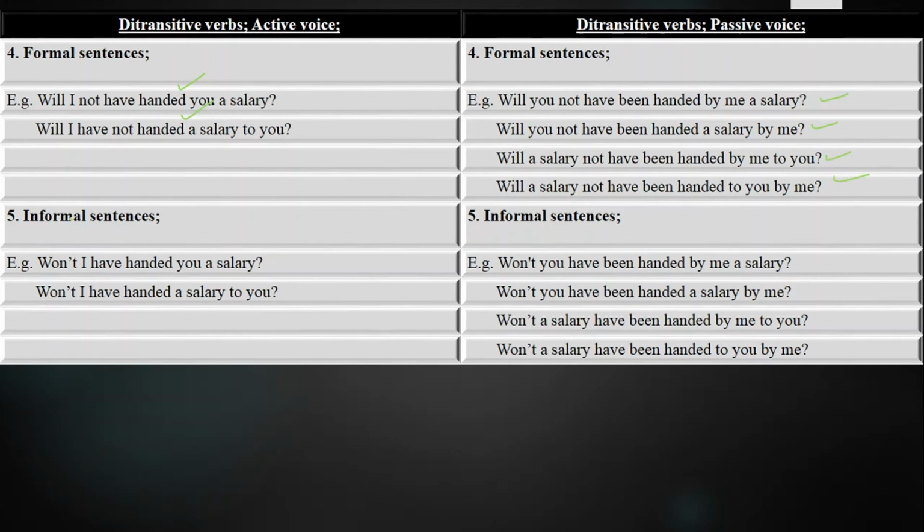Last, we have got the informal sentences. Those sentences in which we ask questions, deny the statement, and we ask them in an informal way are called informal sentences. Won't I have been ended by you a salary? Won't I have ended a salary to you?